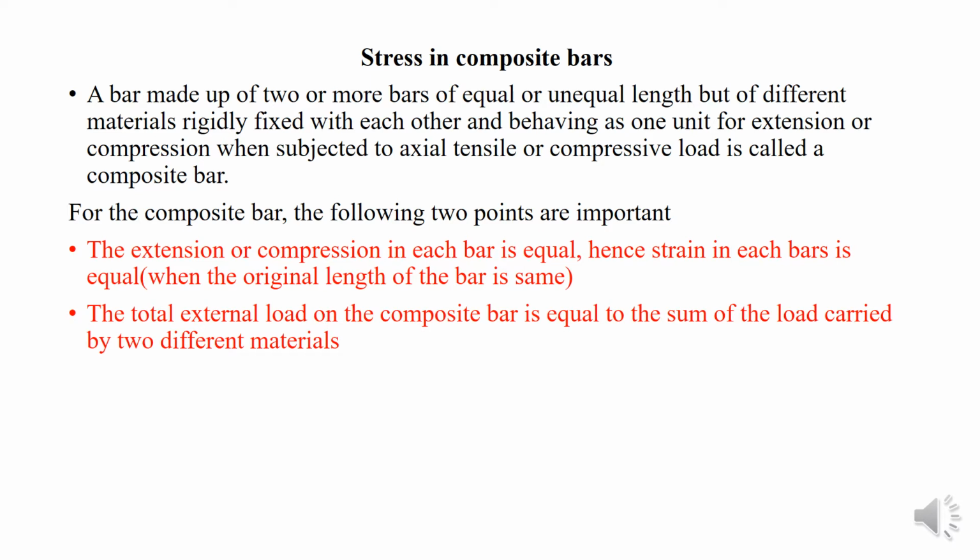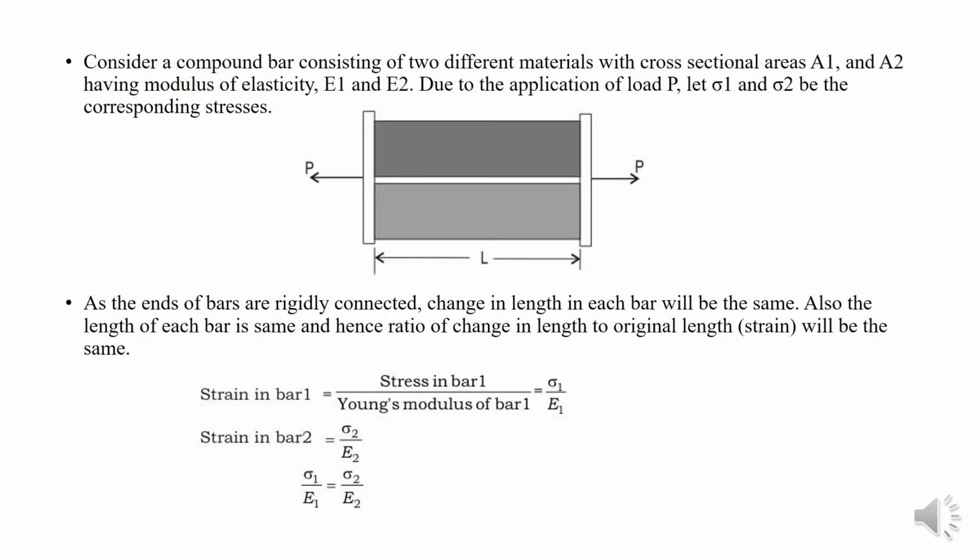For the composite bar, the following two points are important. First of all, the extension or the compression in each bar is equal. Hence, the strain in each bar is equal, and also the total external load on the composite bar is equal to the sum of the loads.